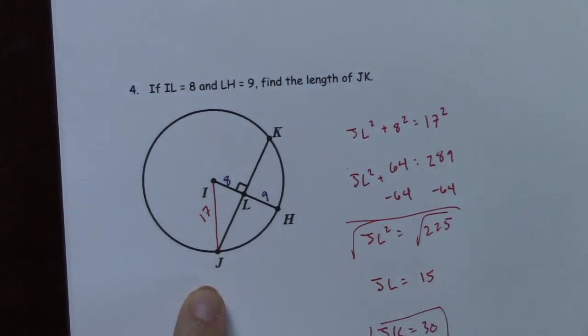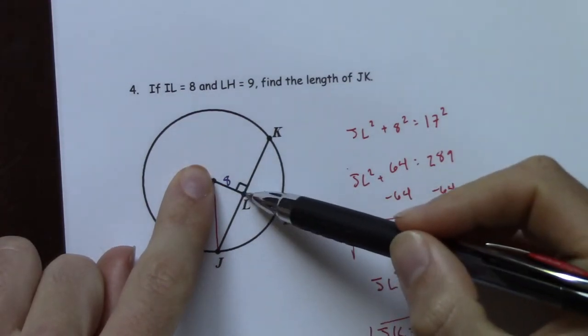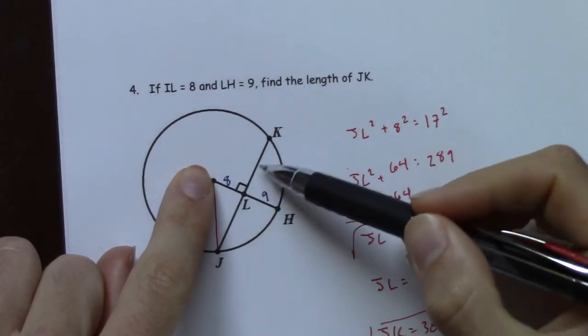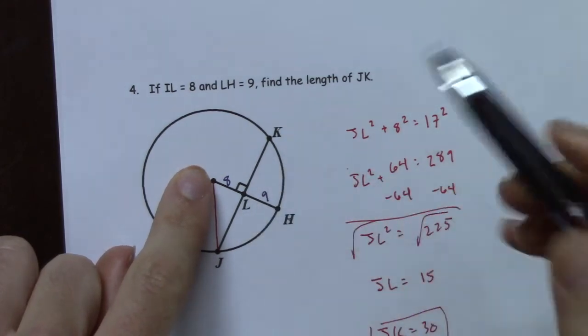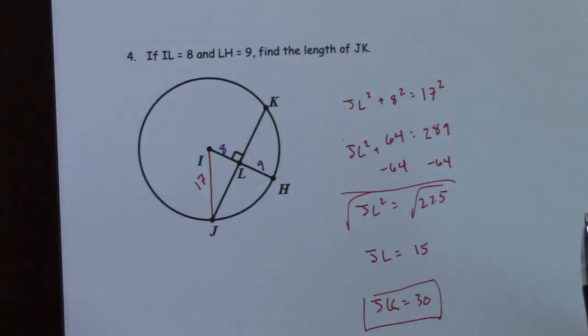One detail you might not remember is that if you draw on a radius such that it meets a chord at a right angle, it must bisect that chord. So that is one of the things that we can take advantage of. And we do get a final answer of JK is equal to 30.